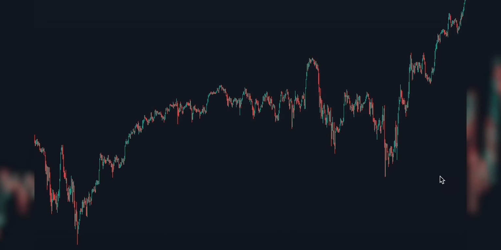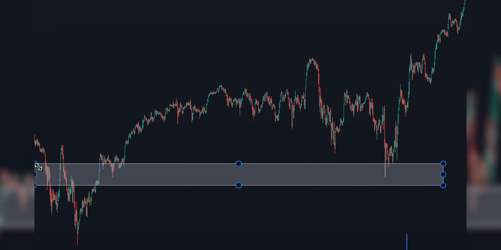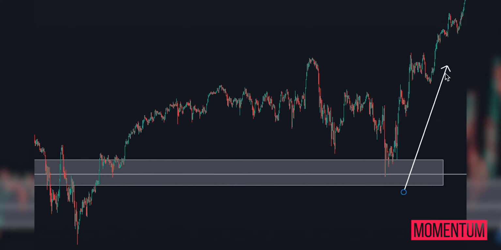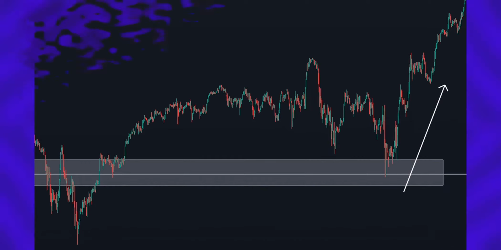The final factor is looking for levels that have been resulting in price moving away from the area with good momentum. This means that the level has been respected properly, and there are likely to be a lot of orders that were triggered at this level, suggesting it was an area that a lot of traders are watching. This is a fairly easy criteria, so we won't delve into it too much.